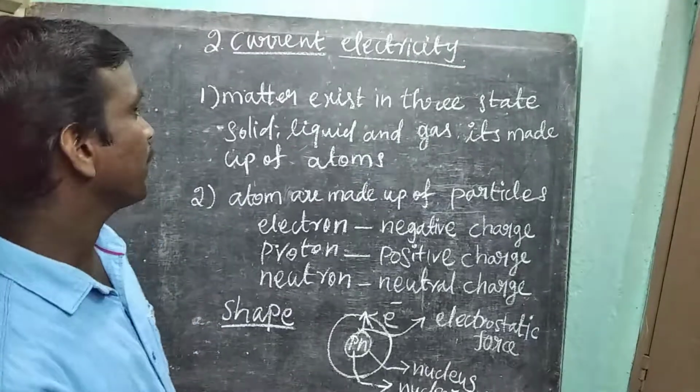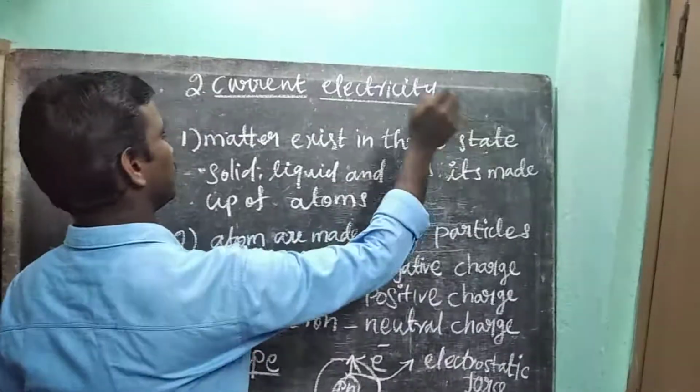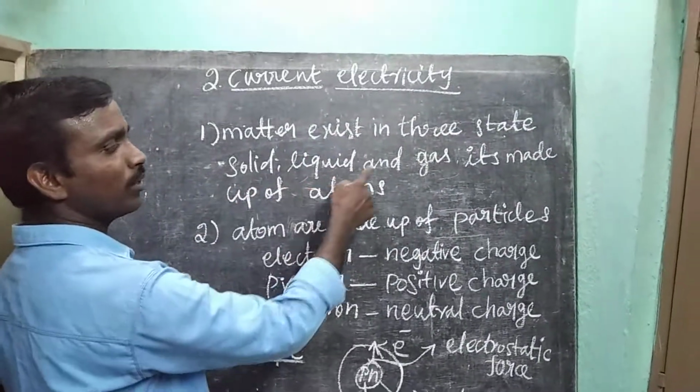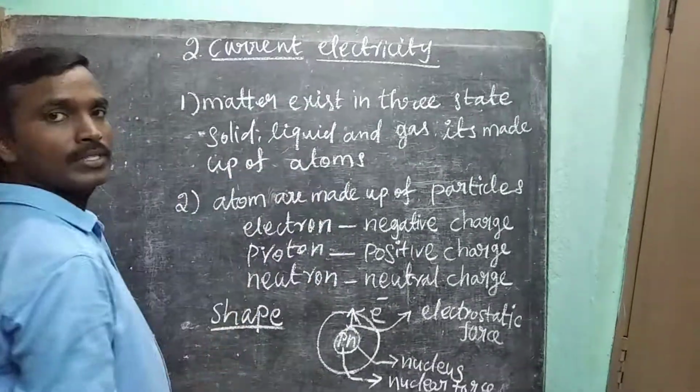First one, what is matter? Matter exists in three states: solid, liquid and gas. It is made up of atoms.